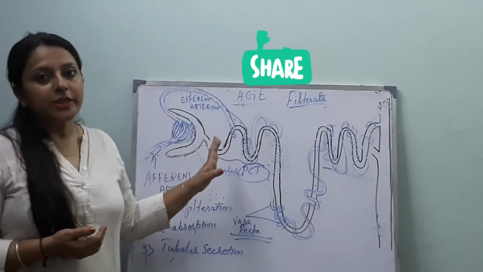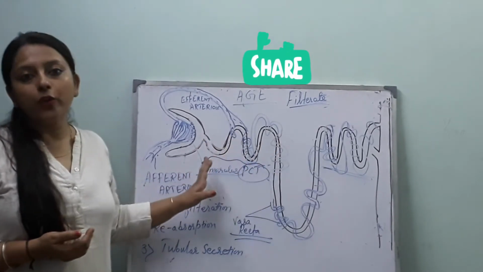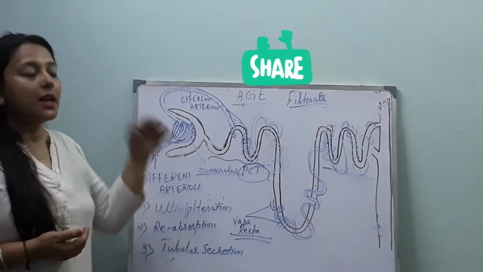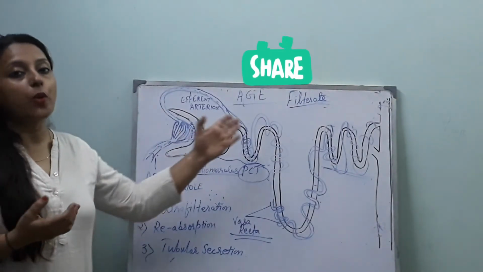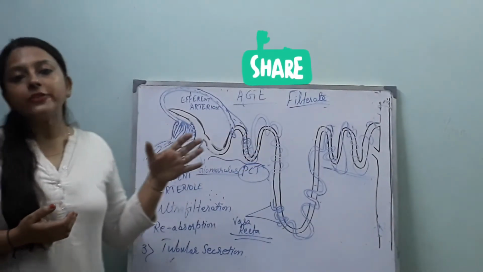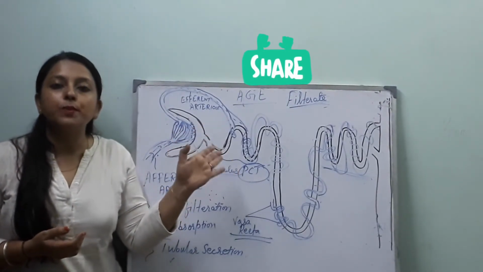Maximum reabsorption takes place in the proximal part, which is called the proximal convoluted tubule. In this part, 60 to 65% of urine is reabsorbed. Why is 60 to 65% of urine reabsorbed in the proximal convoluted tubule?